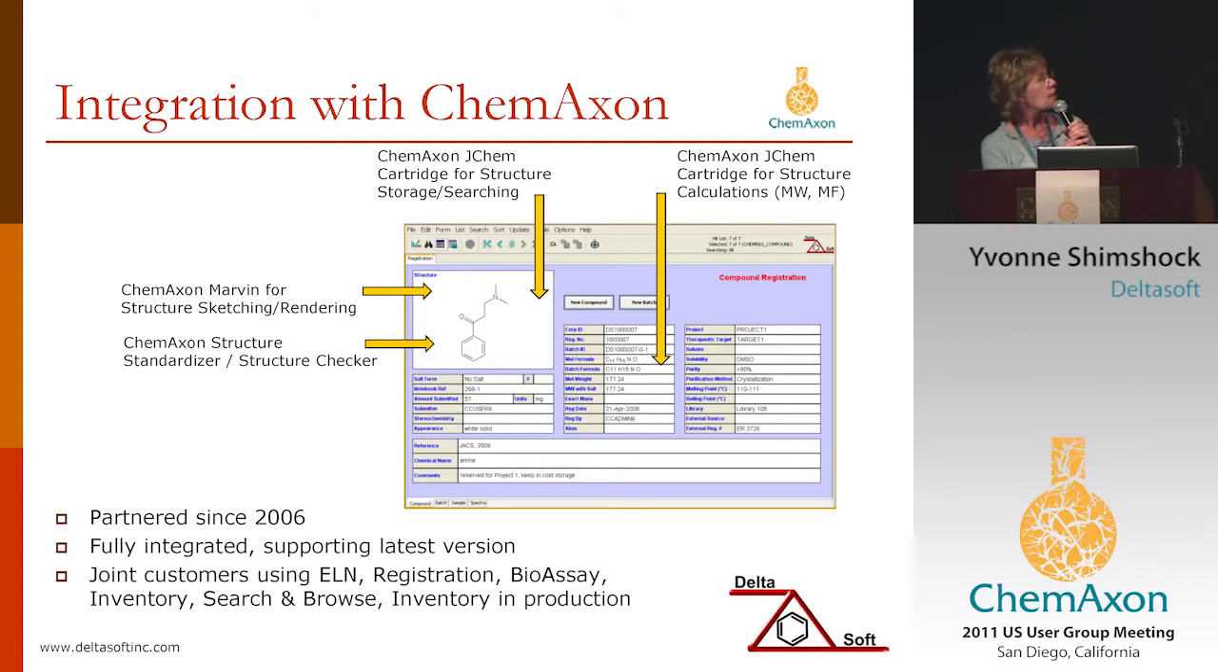DeltaSoft has been working with ChemAxon for about 5 years now. And on this screen, I'm just showing a schematic of where ChemCart and the ChemAxon components are integrated. So for example, if I'm looking at a form and I'm displaying a structure, I may be viewing it in the Marvin for sketching and rendering. If I'm searching or inserting structures to my database, I'd be using the ChemAxon cartridge, and if I'm doing any structure checking or standardizer, I could be going through the ChemAxon tool for that piece as well.